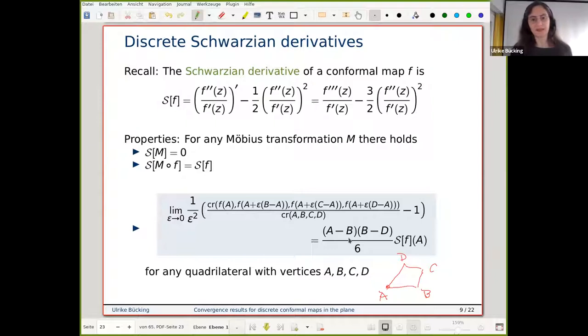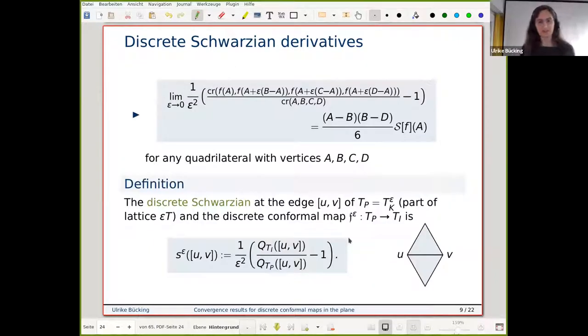And we will take this as a basis to define some discrete Schwarzians. So we just take for any interior edge the cross ratio of the pre-image triangles, which are rather boring in the lattice, and then the corresponding cross ratio of the image triangles adjacent to the corresponding edge and subtract one, and then we normalize it by epsilon squared as in the smooth case, because we always consider parts of the lattice which is scaled by epsilon. And then I call this the discrete Schwarzian. It's not really a discrete Schwarzian because it depends on the direction. So it's some projection of the discrete Schwarzian depending on the edge direction, in fact.